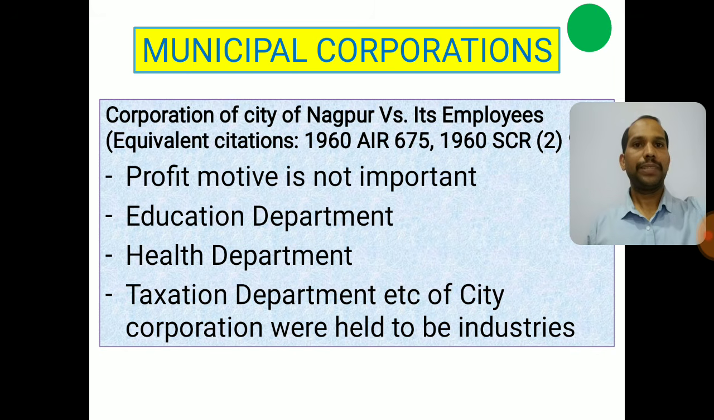The second came, I am also explaining one case on municipal corporation. This is of Nagpur, Corporation of City of Nagpur versus its employees. I am explaining it because there were 2-3 important aspects in this judgment, which is saying profit motive is not important to say whether it is an industry or not. And in this judgment, it was held that education department, health department, taxation department, etc. of city corporation are industries. So to that extent, this judgment is very important, which came in the year 1960.